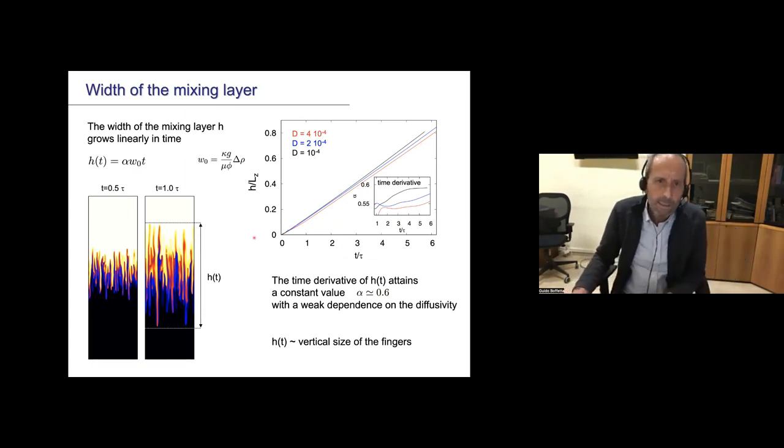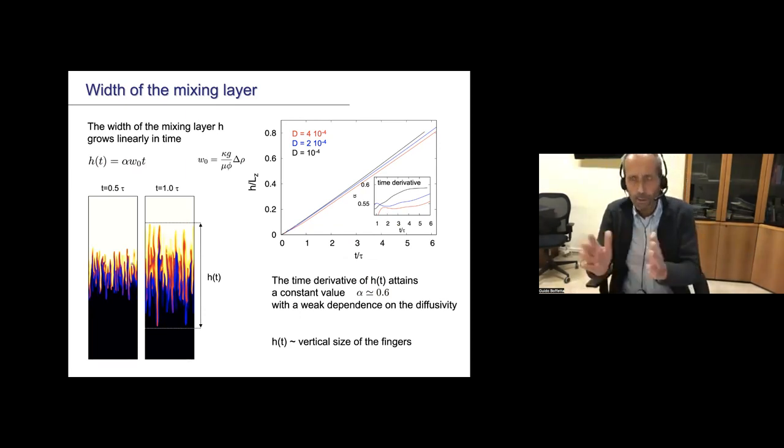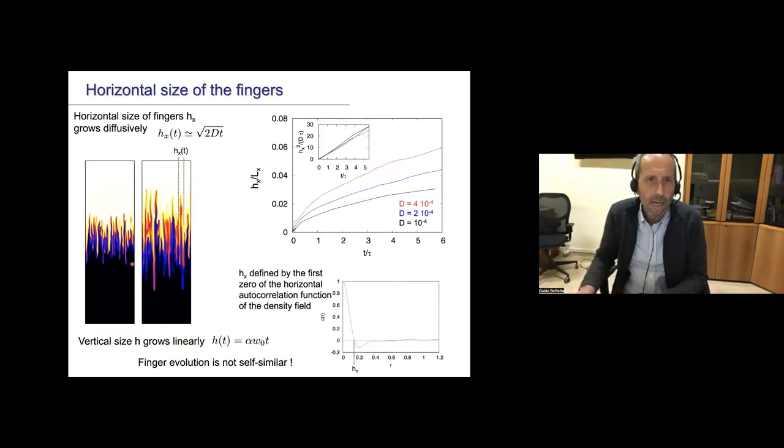Okay, and so this is a measure of the vertical growth of the fingers, but also from this picture, you see that the horizontal size of the fingers grows in time. So in order to study how this grows in time, we use the autocorrelation function of the density field on a horizontal plane. This is an example of the autocorrelation function, which decays very fast. From the first zero crossing, we define the extension or the horizontal size.